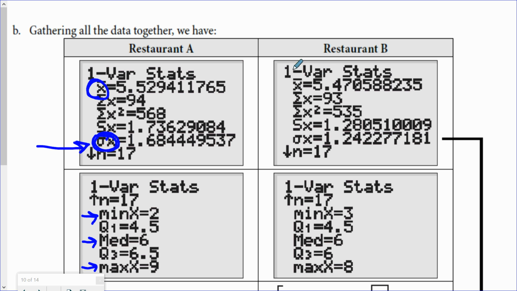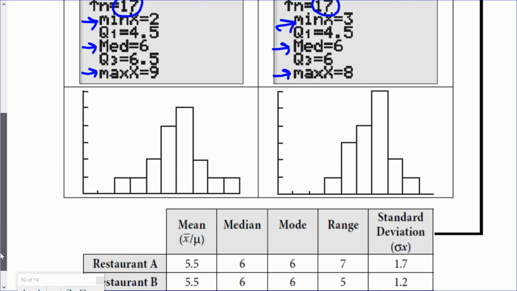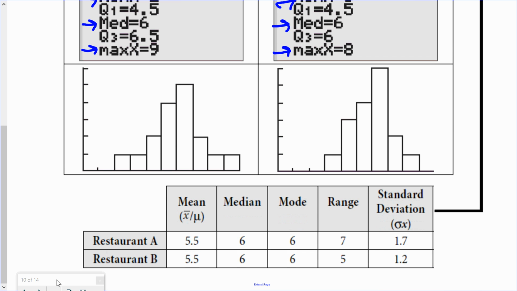And restaurant B again, mean, standard deviation, your minimum, your median, and your maximum. And again, just making sure that you entered 17 data points for both of those, right? So that's what we counted out. And so there's a little chart below. Oh, it shows us our histogram. And then this chart is basically what we had on the front.